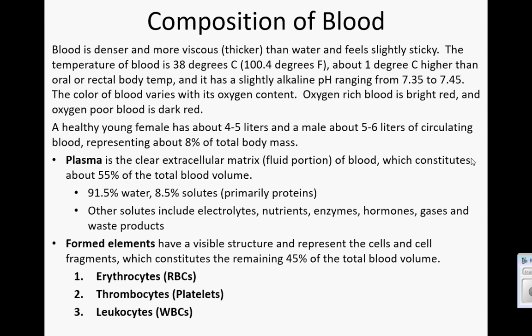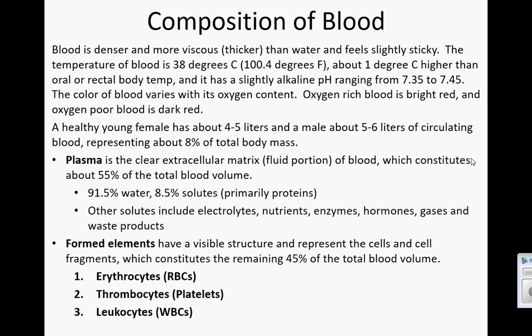The color of blood actually varies with its oxygen content. If it's rich in oxygen, it'll be bright red. If it's more poor in oxygen, it'll be dark red. A healthy young female has about 4 to 5 liters, and the male about 5 to 6 liters, which represents about 8% of our total body mass.